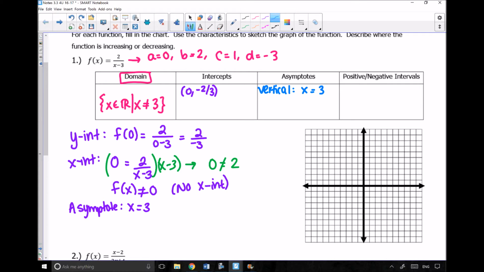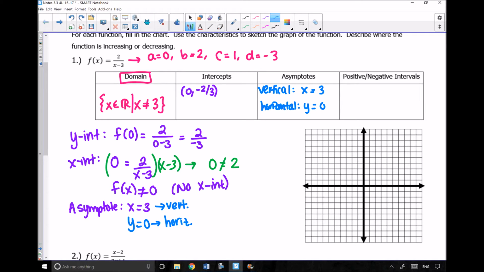Okay, but what about my horizontal asymptote? So this one right here is vertical. What about my horizontal asymptote? Well, remember we learned in the last lesson that if the degree of the numerator is less than the degree of the denominator, then we will always have y equals 0 as our horizontal asymptote. So we know that our horizontal asymptote is going to be y equals 0.